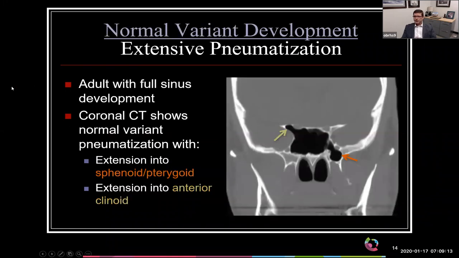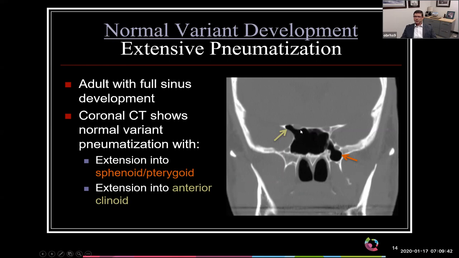So in terms of pneumatization, most often you're going to have excessive or extensive pneumatization. It can affect any one of the paranasal sinuses, but typically involves the sphenoid sinus, or at least most commonly. So here are some examples of excessive pneumatization that we commonly see. Here you see inferior extension of pneumatization going into the body of the pterygoid. And then here you can see excessive pneumatization going superiorly and laterally into the anterior clinoid.